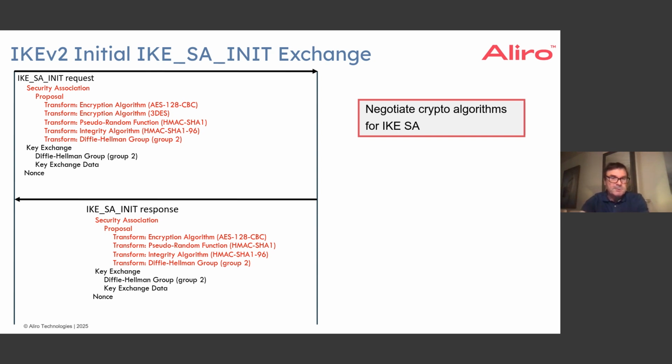Each proposal consists of a list of transforms, where each transform describes a particular crypto algorithm. So for example, here we see that the initiator offers two options for the encryption algorithm, namely AES and triple DES. And then the responder chooses one of those options, namely AES for encryption. And it's the same for all the other crypto parameters.